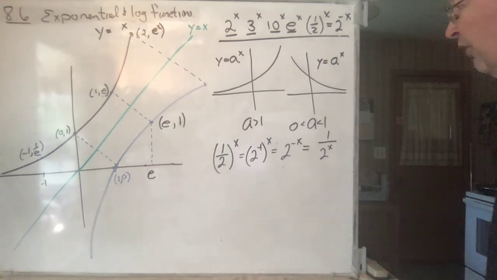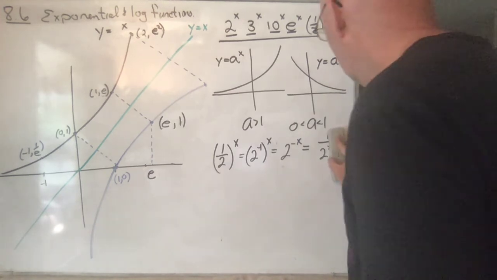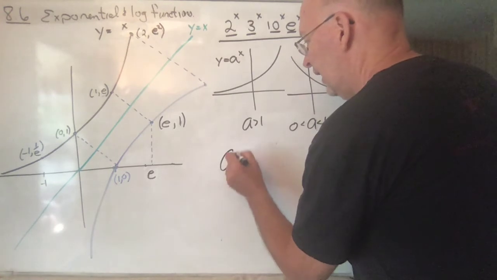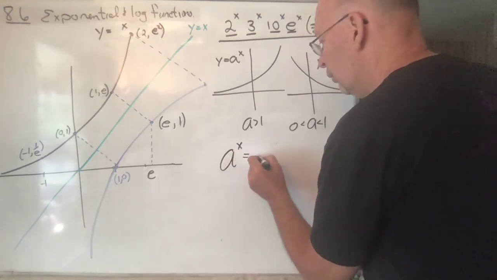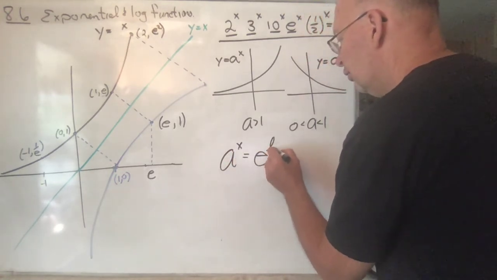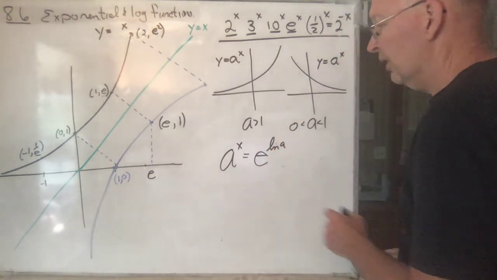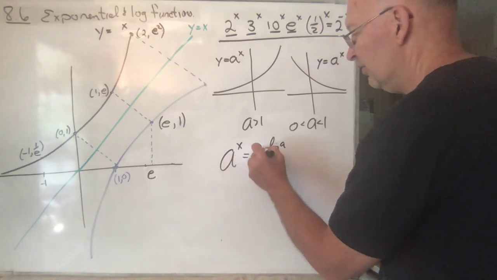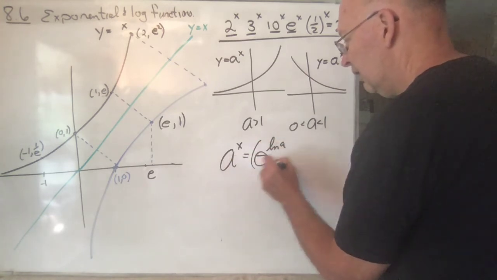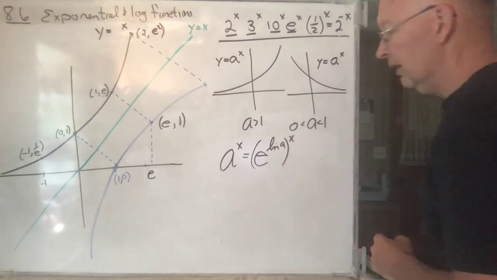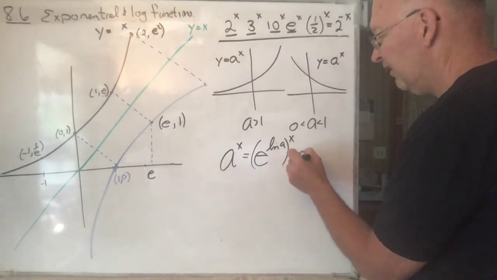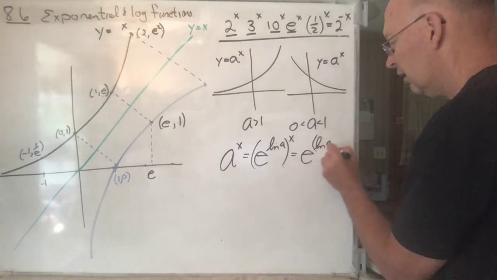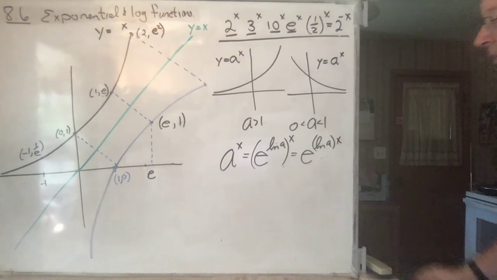Okay, here's yet one more thing I want to show you. I'm going to erase that line right there, and I want to show you this. A to the x is equal to e to the ln of a, because e to the ln of a is the same as a, agreed? They undo each other. E to the ln of a, all to the x power. And now I can multiply these exponents, and so that's e to the ln of a all times x.